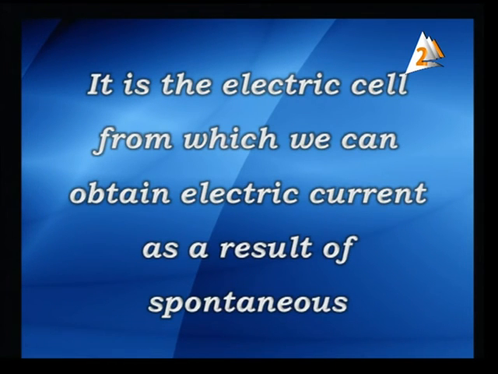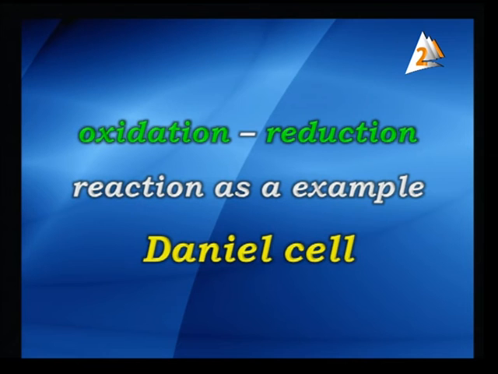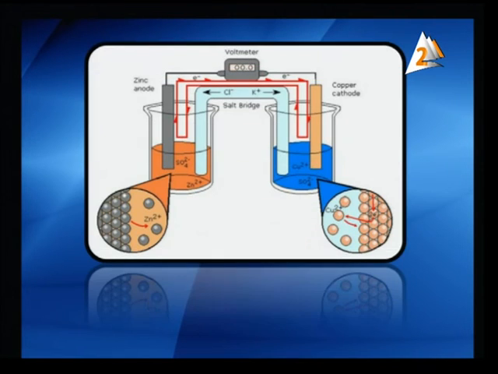Galvanic cell is an electric cell from which we can obtain electric current as a result of a spontaneous oxidation-reduction reaction, or redox reaction. An example of it is the Daniell cell. It also depends on a spontaneous reaction of oxidation and reduction. Look at this and answer with me.